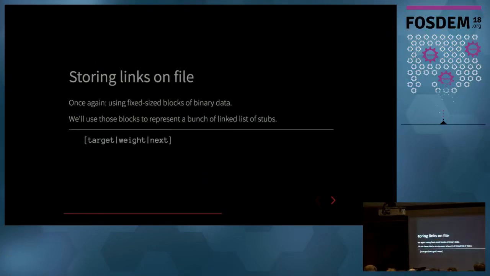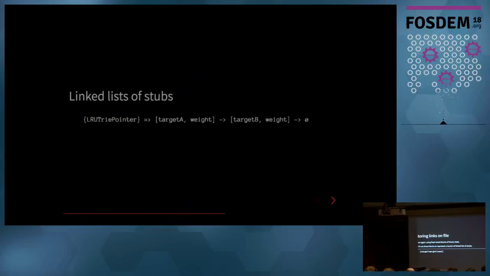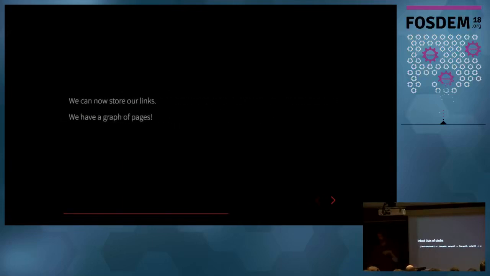We store this the same way, using fixed block size of binary data, and it's even simpler. We've got a target, a weight, and a next. This means that this block is actually a stub. We just have the target. We don't have the source of the link, because the source of the link is pointing toward this file. So we have a pointer in the tree which points toward another file, and in this one we have a linked list of target, weight, and so on and so on. Quite simple. So now we can store our links.